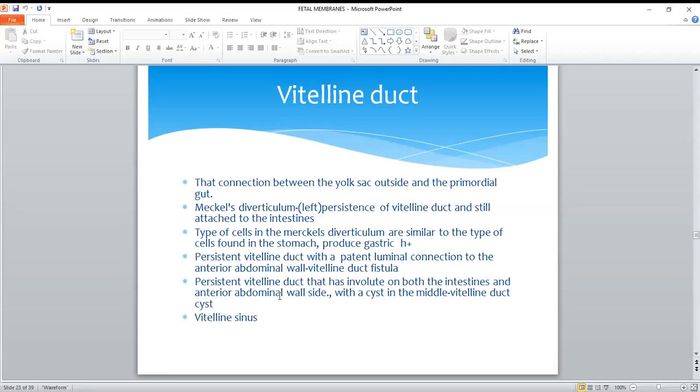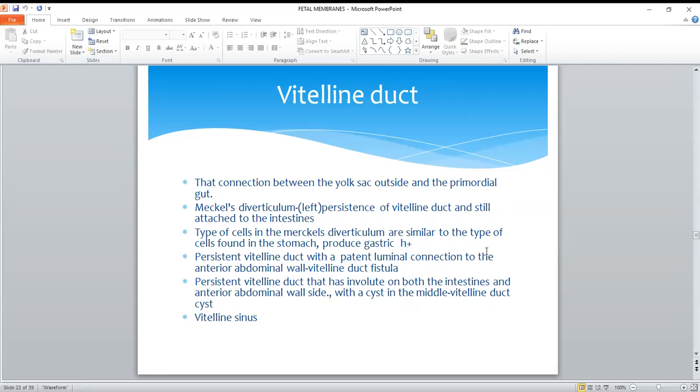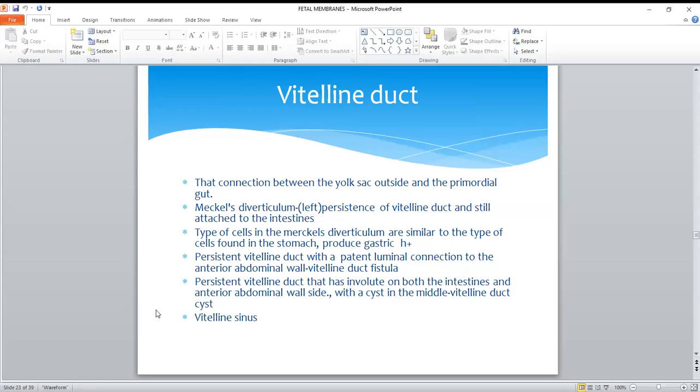a vitelline duct fistula. So this also is like a fistula, but now we have a cyst at the center. So this one we call a vitelline duct cyst, and this one we call a vitelline duct fistula. Then this we just have, it's like a sinus, so we call it a vitelline duct sinus. A sinus is basically like a tract with a blind end. So this is the vitelline duct sinus, this is the vitelline duct cyst, then this is the vitelline duct fistula.